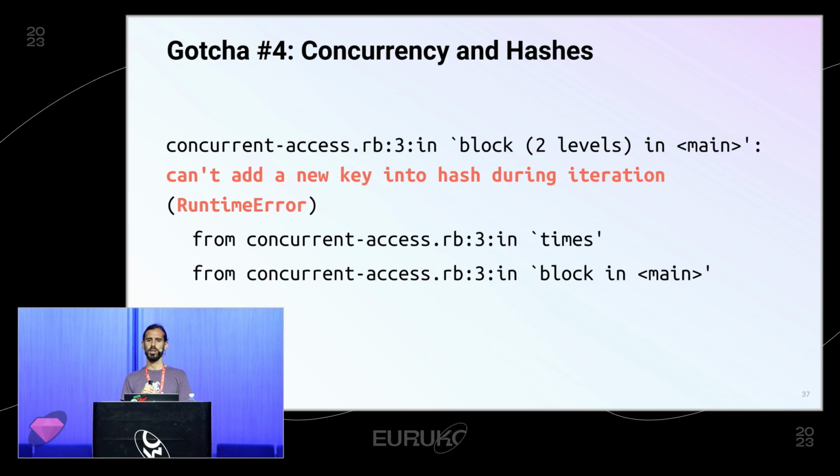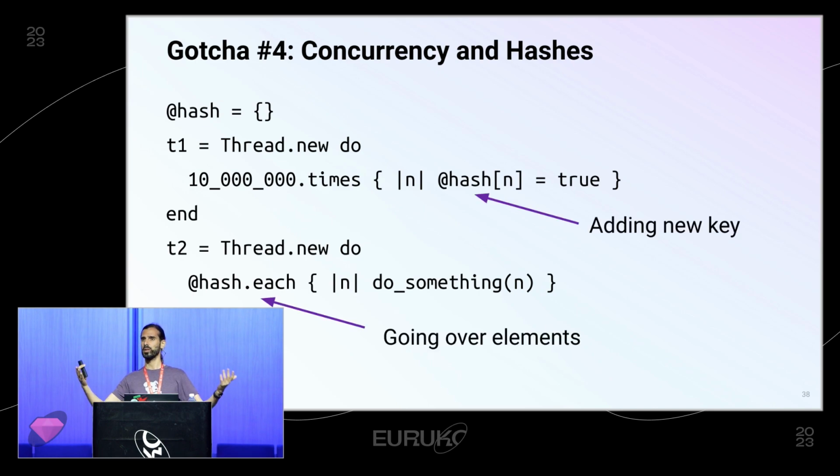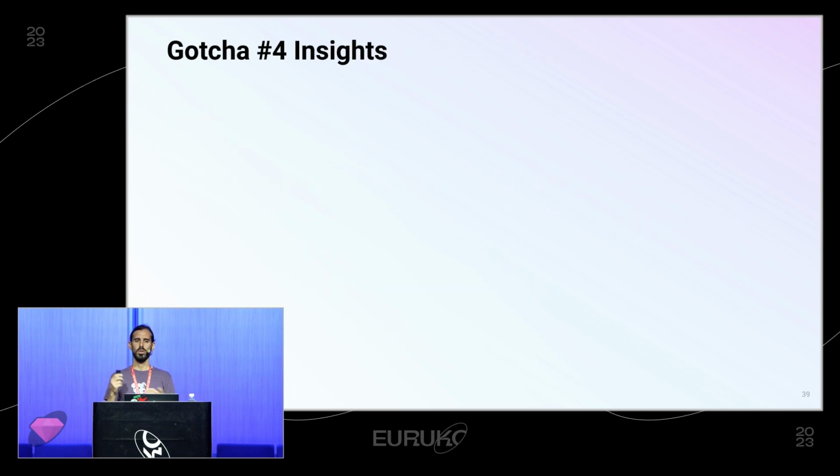Can't add a new key into hash during iteration. Runtime error. You get this exception in Ruby. The problem is that this thread is trying to add a new key into the hash, and this thread is trying to go over the elements. It's trying to go each map. A lot of operations in Ruby have to iterate the hash, and you can't do this.